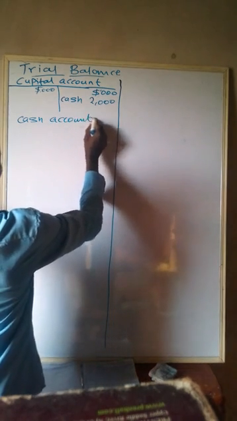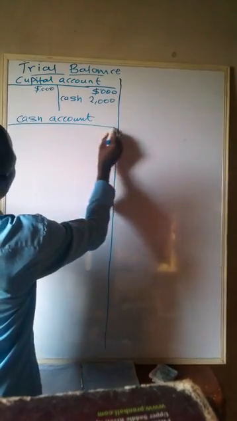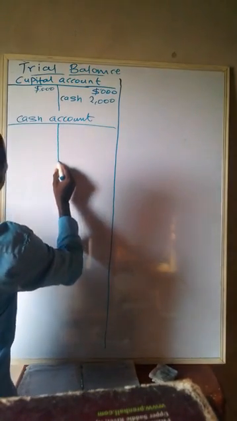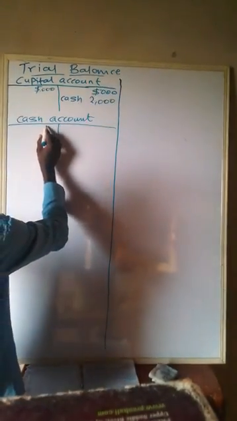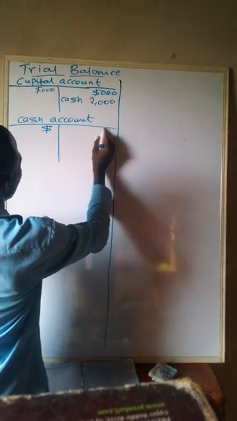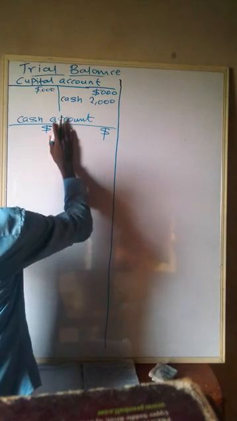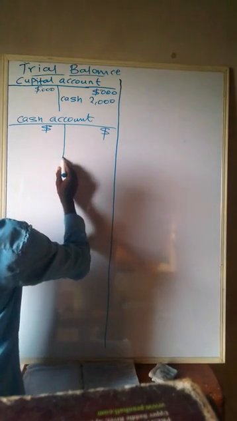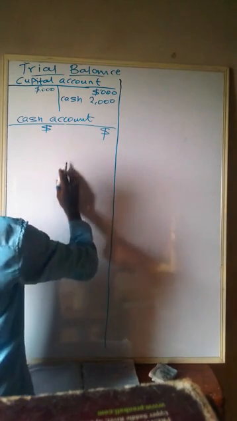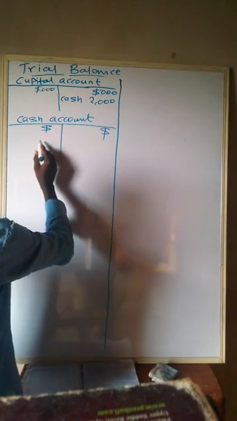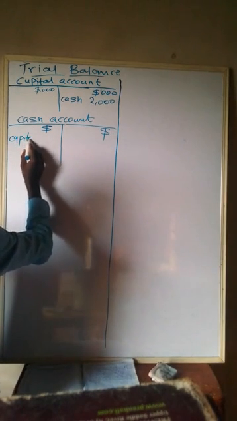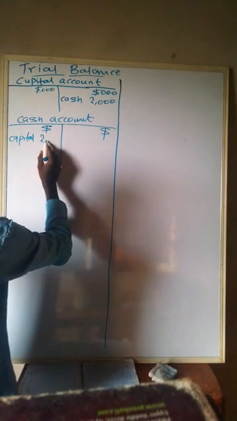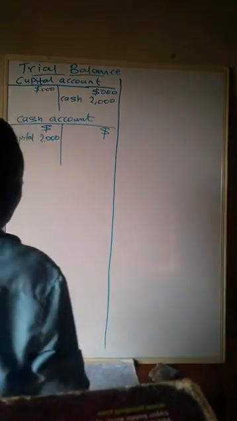The next is the cash account. In cash, the cash is deposited in the cash account, and the corresponding entry here is the capital account. Because of space, it cannot contain the full word account.